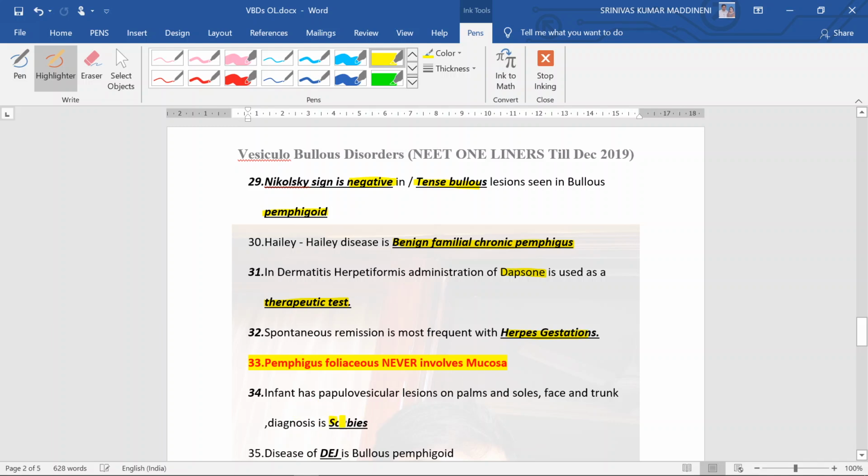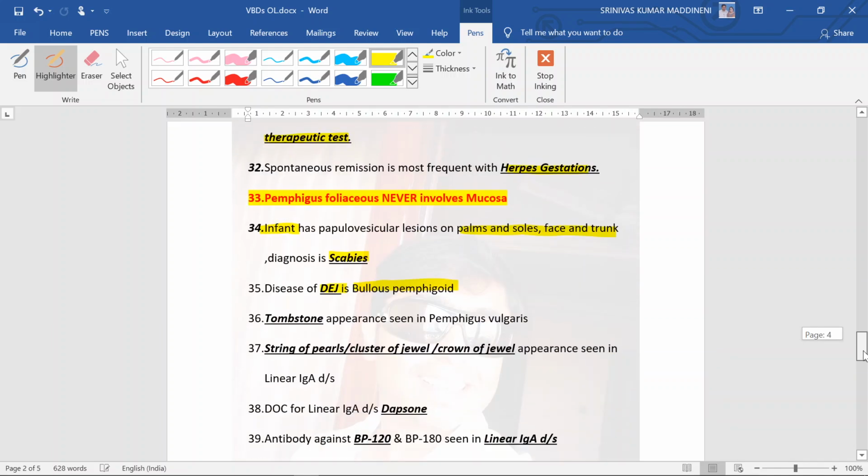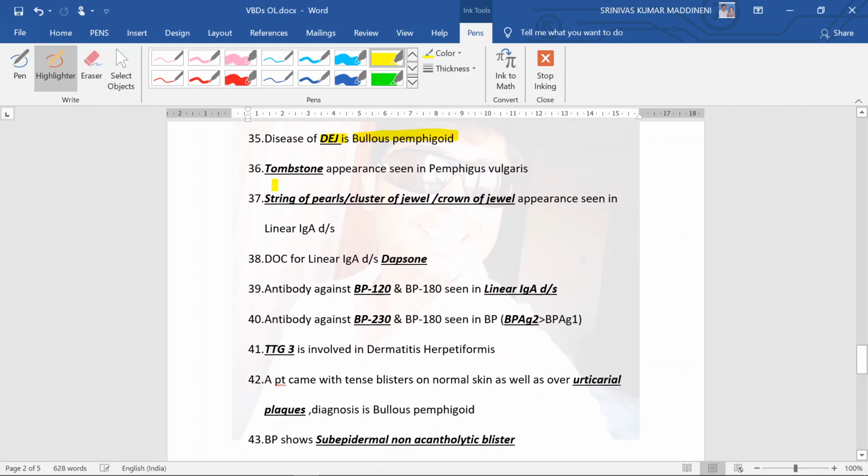See, in scabies, you will not see any papillovesicular lesions in adults, but in infants, we can see papillovesicular lesions on palms and soles, face and trunk. Disease of the dermo-epidermal junction is bullous pemphigoid. Remember, tombstone appearance is seen in pemphigus vulgaris. String of pearls, cluster of jewels, crown of jewels appearance is seen in linear IgA disease.